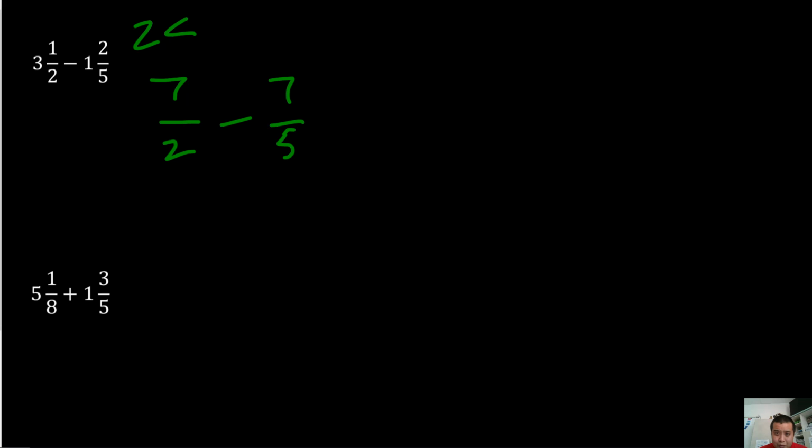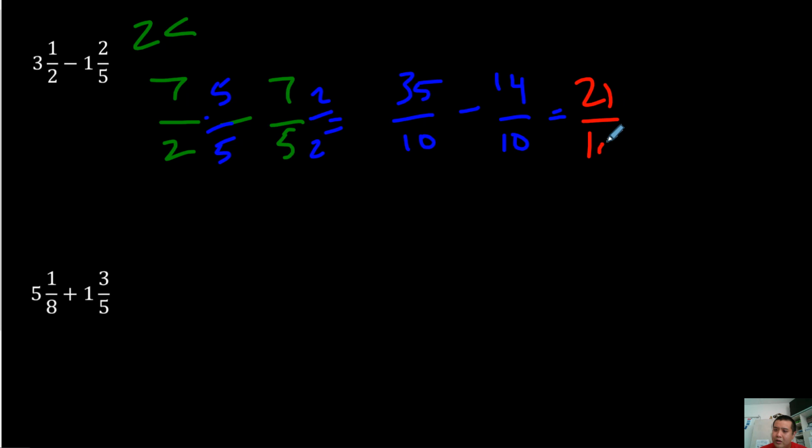We need to get our common denominators, which should be 10. So we're going to multiply this by 5 over 5 and this by 2 over 2, which gets us 35 over 10 minus 7 times 2 is 14 over 10. We can then subtract. We get 35 minus 14, which gets us 21 over 10, which gets us 2 1/10, which is close to our initial estimate.